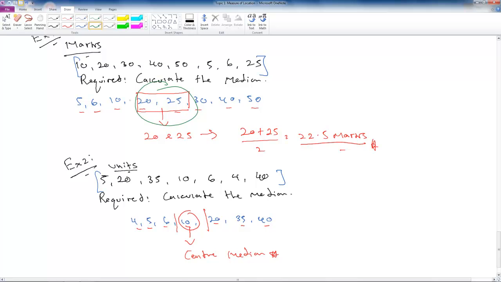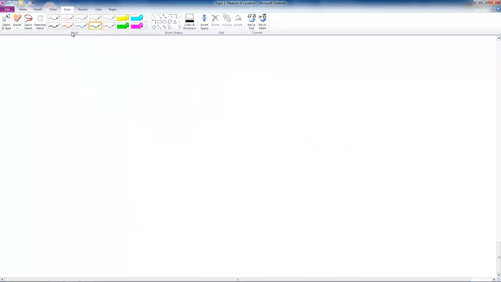Are we okay with that here? Median of ungrouped data. So let's move on to the median of grouped data.